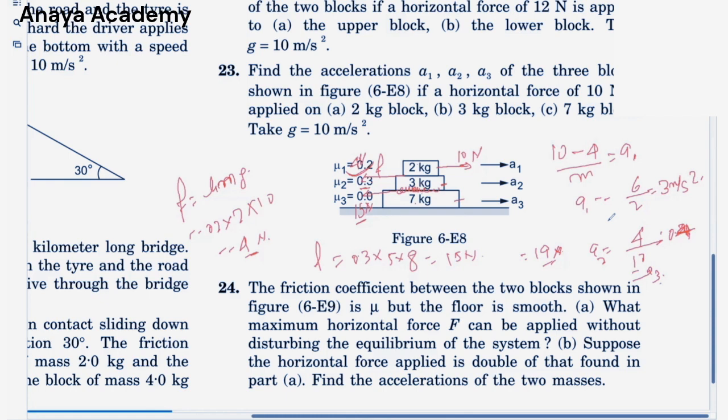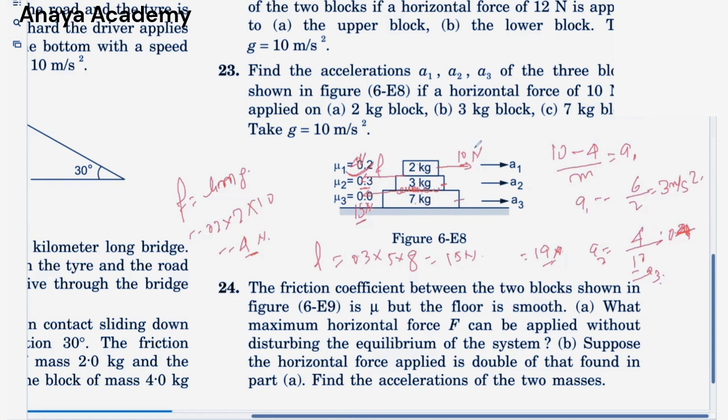Get the point. Ultimately, since this surface is frictionless, the 4 Newton friction force between 2 and 3 will act as a drag force for 3 and 7. So what will happen? This 4 Newton force will take both these blocks forward. It doesn't matter how much force is applied on top; what matters is how much drag there is in between. Okay, so this is the first answer.